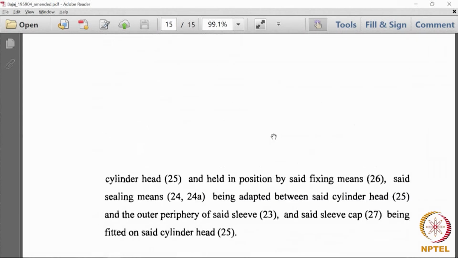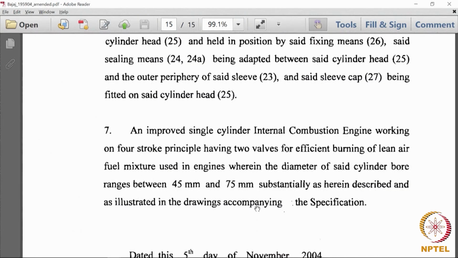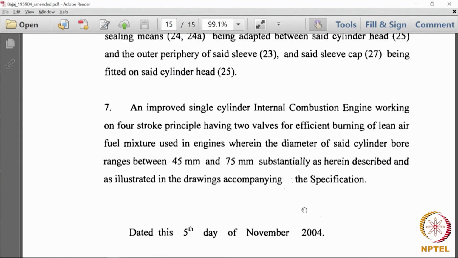Claim 6 is an independent claim. Claim 7 is what we call an omnibus claim. It used to be a practice that omnibus claims were granted before, but now it is not granted. The Patent Office manual clearly says omnibus claims are no longer granted, where they say "substantially as herein described and as illustrated in the drawings accompanying the specification." It's an omnibus; it's just reiterating what is already covered in the specification.